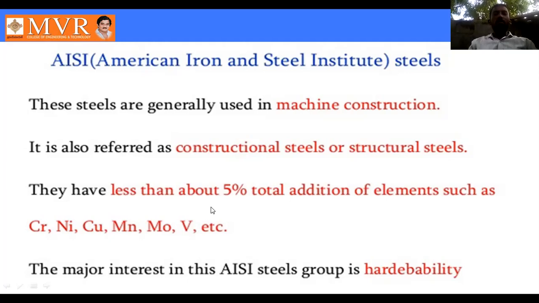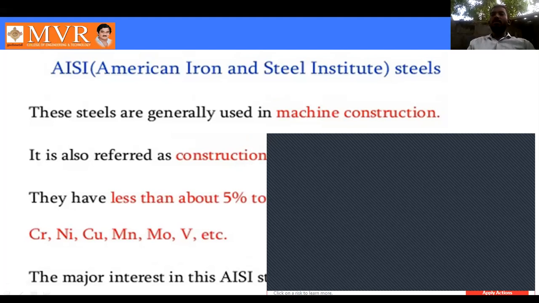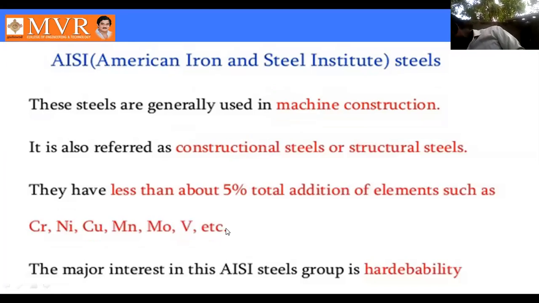They have less than about 5% total addition of elements such as chromium, nickel, copper, manganese, molybdenum, vanadium, etcetera. The major interest in this AISI steels group is hardenability. That is the major definition of AISI, American Iron and Steel Institute steels. Majorly these are used in machine construction, and are referred to as construction steel and structural steel. That is the main benefit here.